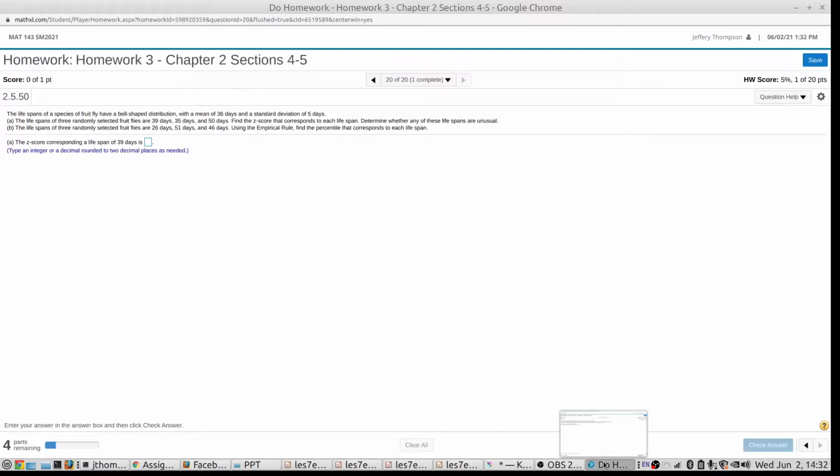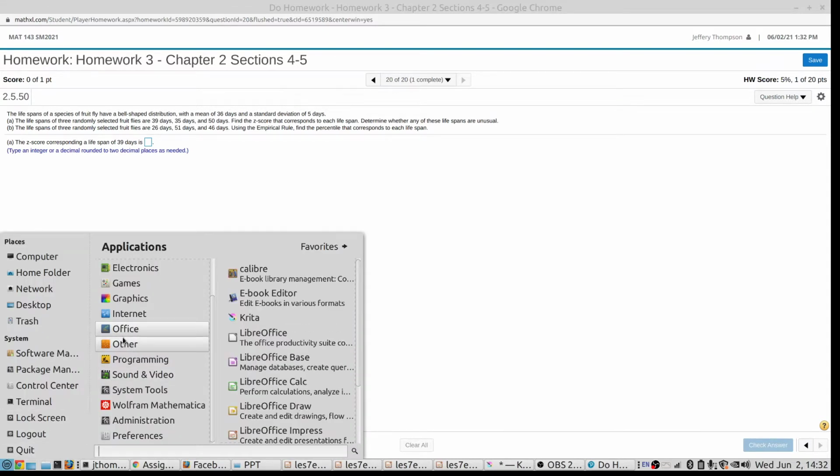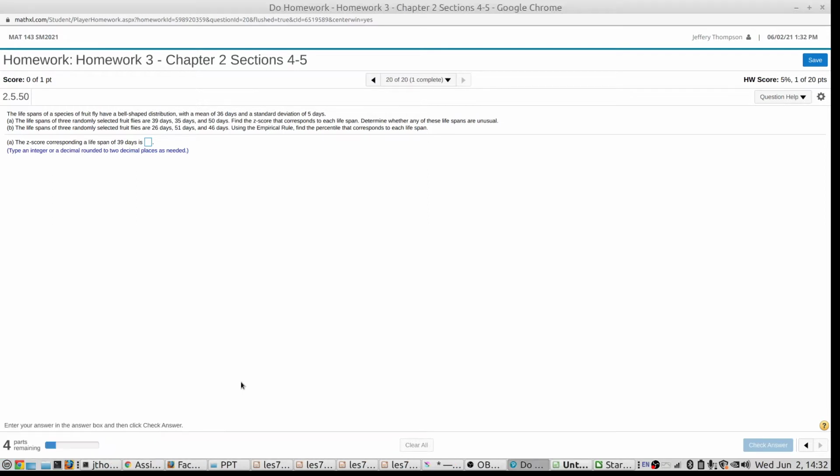Alright, here I go again with my infinite screens. We're going to be looking at question number 20 here. Again, I'm going to use software as my means of calculating. I'm on my Linux machine, so I don't have Excel, but I have LibreOffice, and everything I'm going to use in LibreOffice is exactly the same as Excel. And what this wants us to do is look at some z-scores.